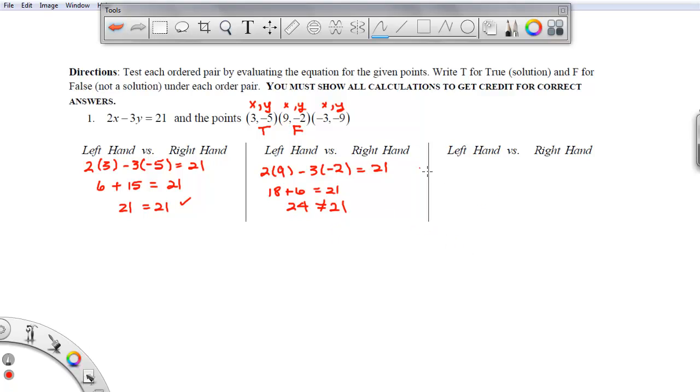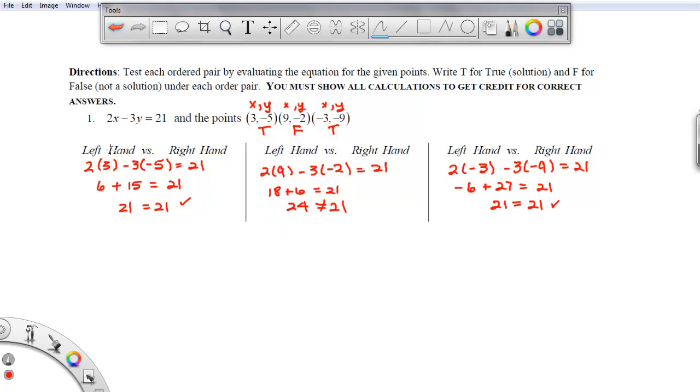Okay? Now for the third ordered pair, we have x is a negative 3 and y is 9. So we'll go 2 times x, in other words 2 times a negative 3, minus 3 times y, and y is 9, and that has to equal 21. 2 times negative 3 is a negative 6, and negative 3 times 9 is a negative 27. Negative 6 minus 27 is negative 33, and that does not equal 21.